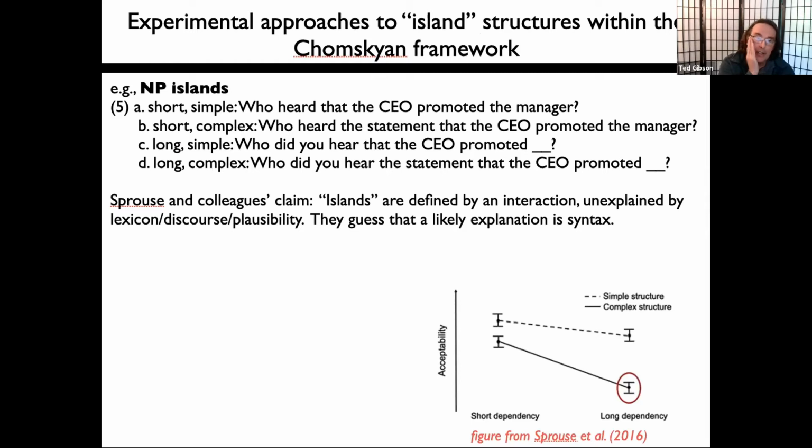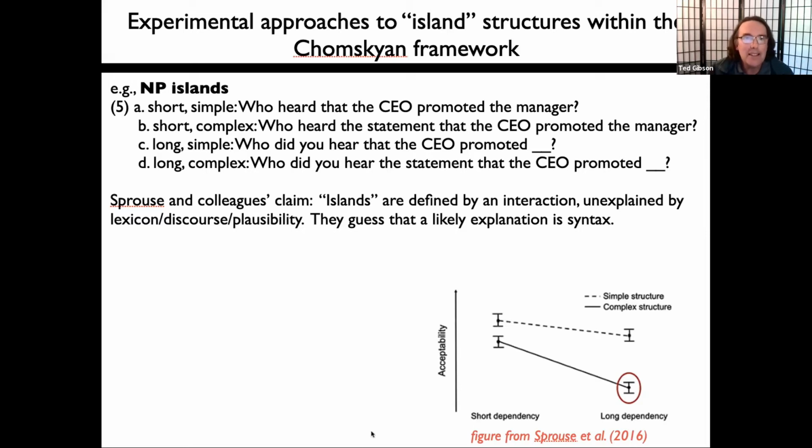Okay, so current work in Chomskyan syntactic experimental approaches to the theoretical claims basically presumes that some kind of a syntactic account must be correct. They actually don't give such an account, and they talk about diagnostic experimental evidence for the role of syntax. This is John Sprouse and Colin Phillips and their colleagues' work. They take a superadditive interaction in acceptability judgments as being diagnostic of a syntactic island, as follows.